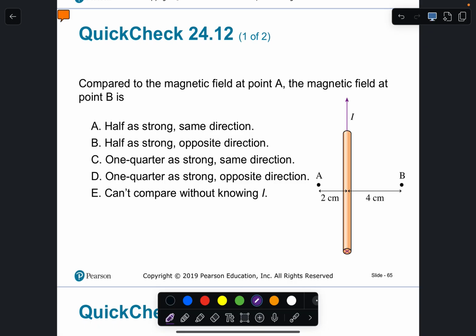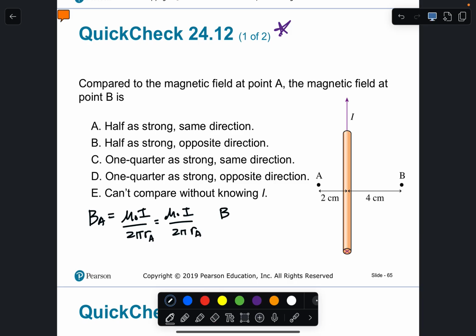So this is a great problem to do. This is like a test question for sure. So the question is we're going to compare the magnetic field at points A and B, okay? Which, you know, are they half as strong, and so on, right? So let's find the magnetic field of A, mu naught I over 2 pi R1 or RA. So the current is I, and our R is 2 centimeters. So I'm going to leave that as RA.